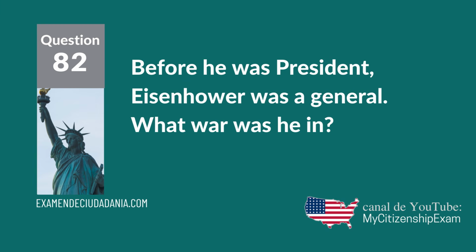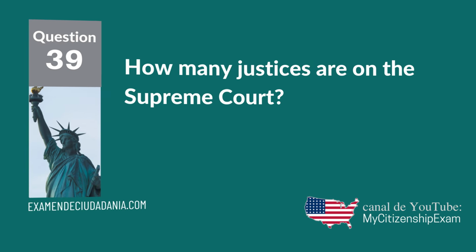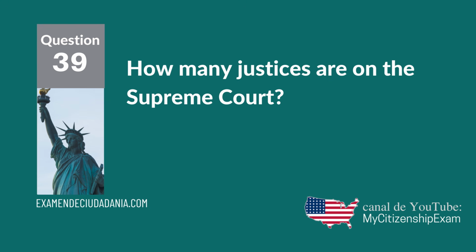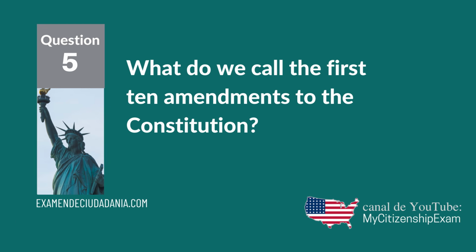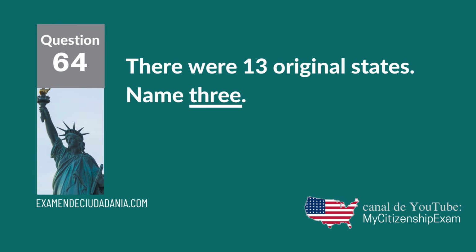Before he was president, Eisenhower was a general. What war was he in? World War II. How many justices are on the Supreme Court? 9. What do we call the first 10 amendments to the Constitution? The Bill of Rights. There were 13 original states. Name 3.